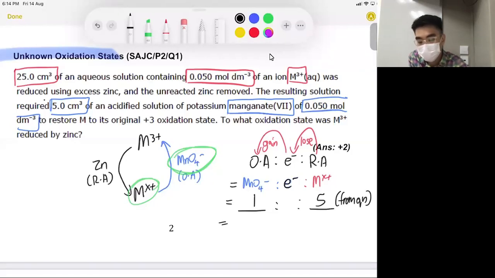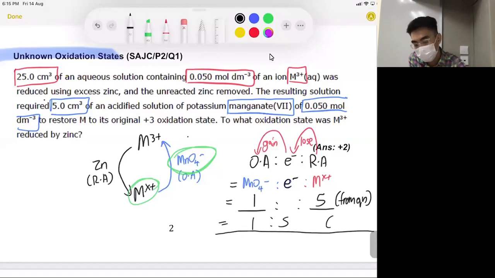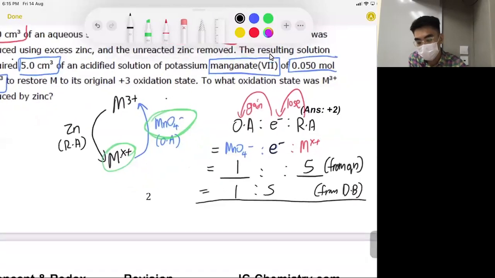Then do I know the ratio between the electrons and one of the agents? Actually, I can do so. I don't know the ratio between e and MX plus, but I do know the ratio between MnO4 and e, which is from your data booklet. Which is 5:1, correct. I just write it separately so that it's more apparent, or rather it's not so confusing. Okay, so this is from the data booklet.